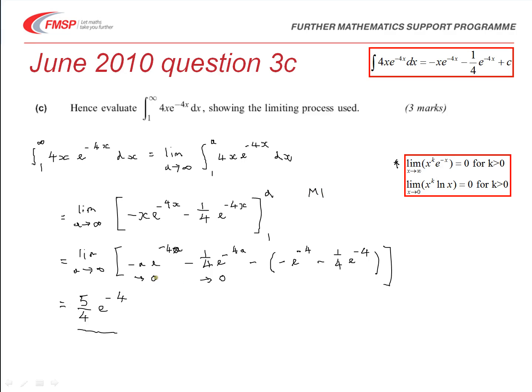Then for recognising the limiting process and using it to show that these two terms here both tend towards 0, we'll give you a second mark. So these need to be stated. And then finally, for obtaining the correct answer at the end, will give us our third mark.